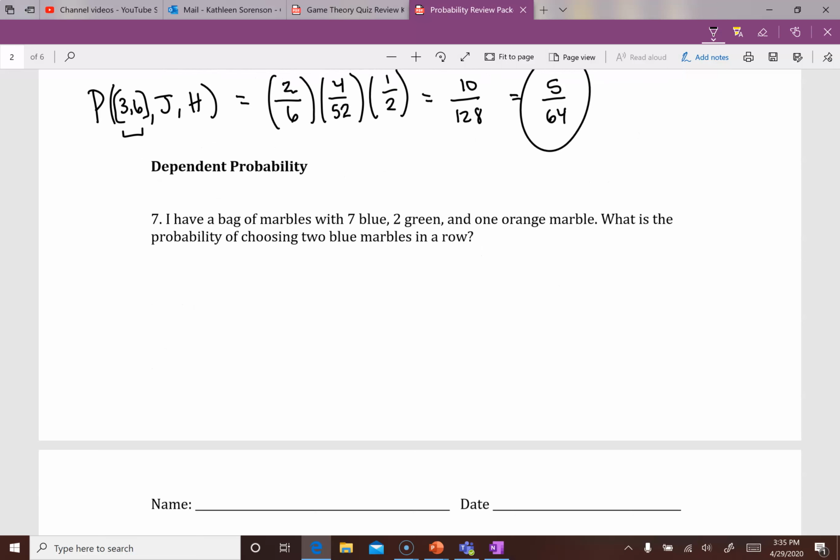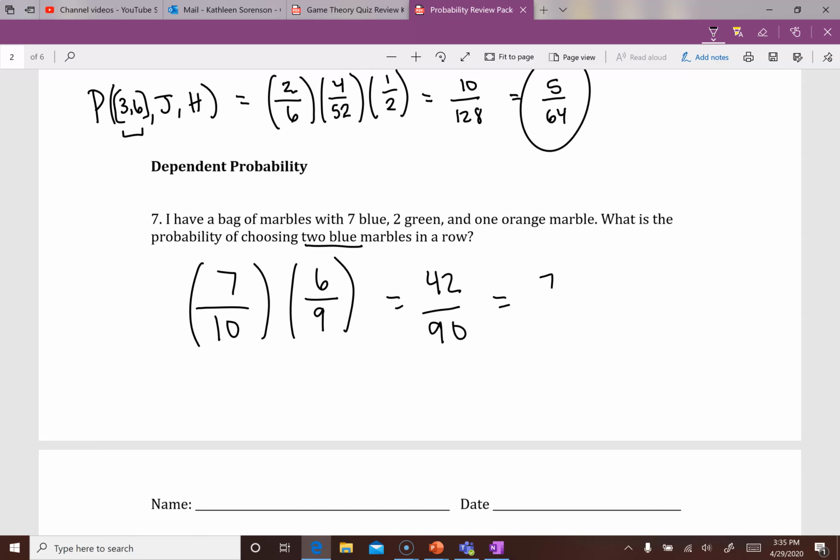All right, here we go, dependent probability. This is when the thing that you do before the next event does impact that second event. So I've got a bag of marbles with 7 blue, 2 green, and 1 orange. That's a total of 10 marbles. What's the probability of picking 2 blue marbles in a row? Well, first probability is 7 blue out of 10, but then you've picked out a blue marble because you're trying to pick out 2 in a row, and the first has to be blue. So now you're down to 6 blue marbles out of 9 total marbles, and that gives you 42 over 90, and that gives you 7/15.